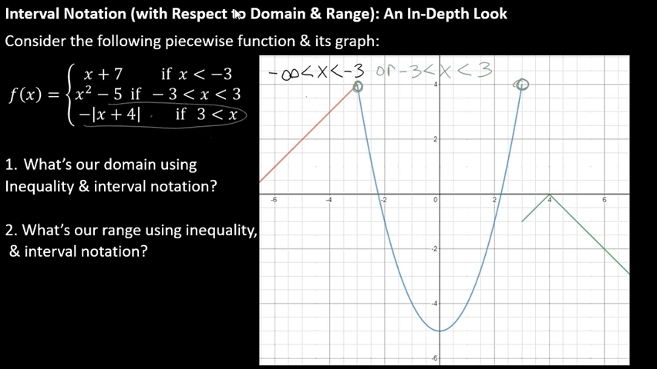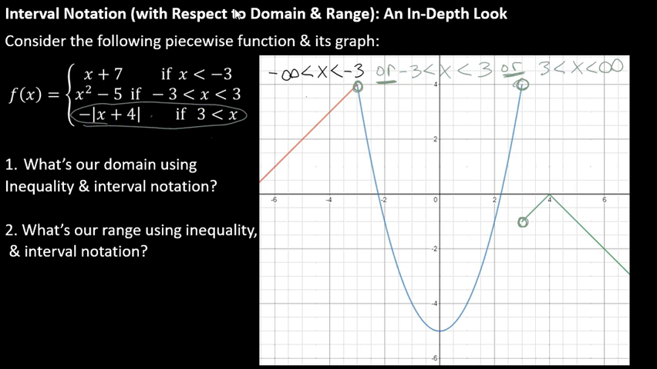Let's look at this last domain restriction in this last function rule. It equals negative absolute value of x plus 4 if 3 is less than x, meaning x is greater than 3. So for x greater than 3, even down here, it's another open circle. What we would write is another or, so we have 2 ors here, basically saying that 3 is less than x is less than +infinity.